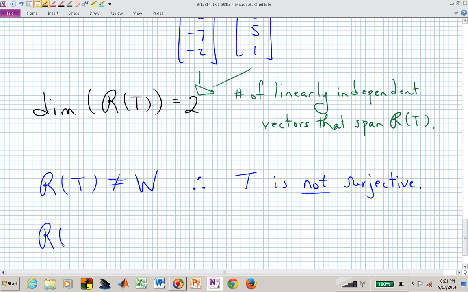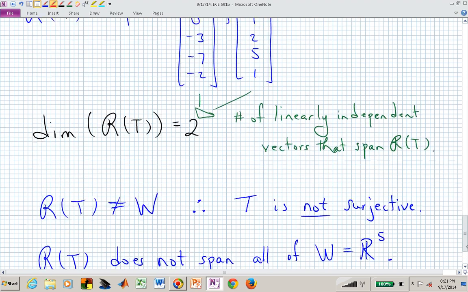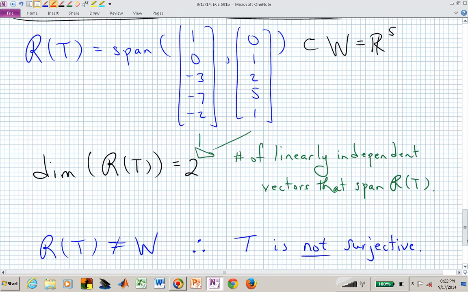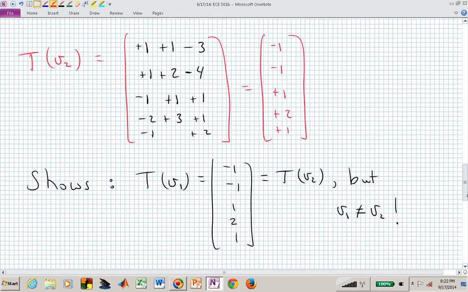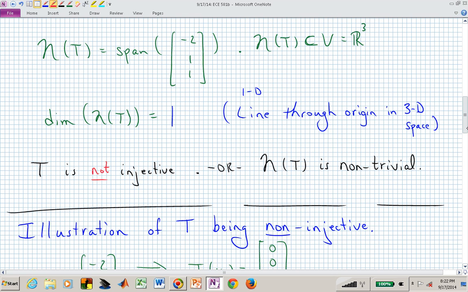Or the range of T does not span all of W, which is all of R5. But there is an interesting observation that we can make with what we've learned. We found that the dimension of the range of T was 2. We found that the dimension of the null space of T was 1.